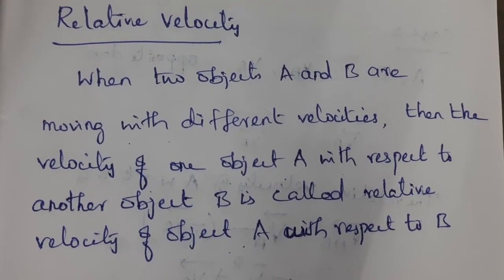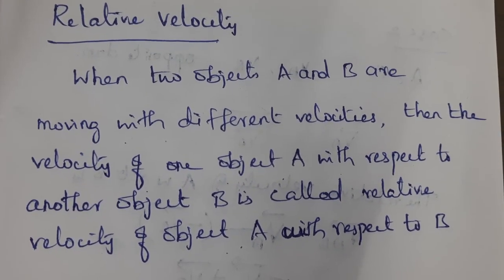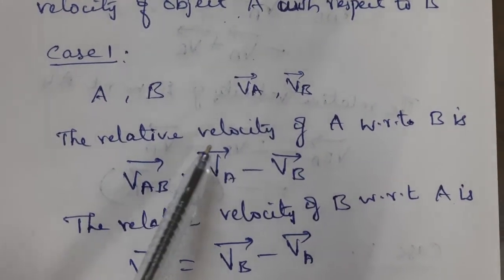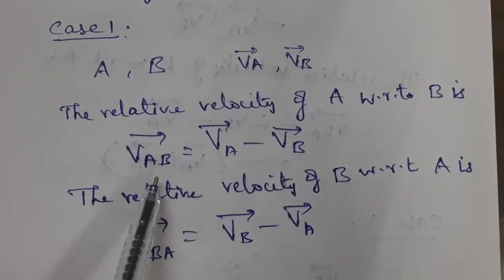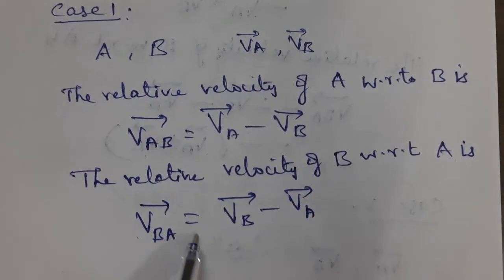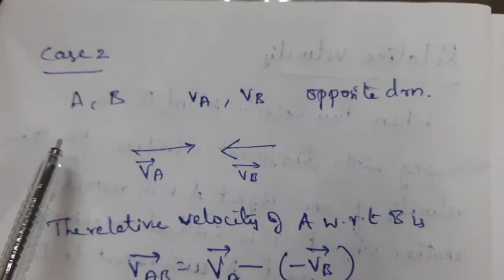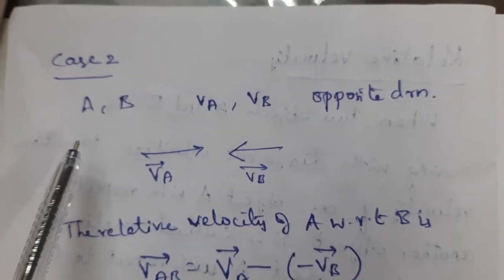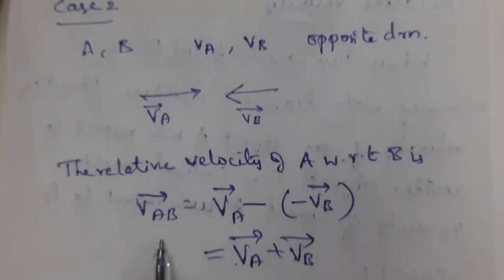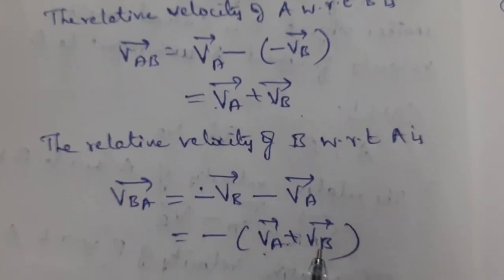That is the velocity of object A with respect to B. Case 1, when the two objects are moving in the same direction, the relative velocity can be written as VAB equal to VA minus VB or VBA equal to VB minus VA. Then case 2, VA and VB opposite direction means the relative velocity VAB equal to VA plus VB and VBA equal to minus of VA plus VB.